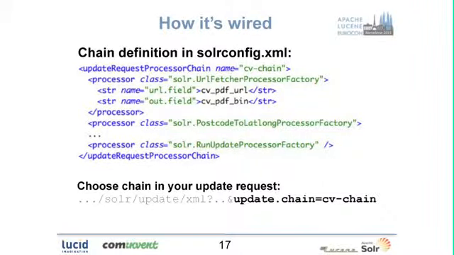And those of you who have used this chain already know how to configure it in Solr config. There is an example, or actually two now, in the example Solr config of how to set up chains like this. So for our example, we will have a processor chain called CV chain. We'll have a URL fetcher processor with two config parameters, the input and the output field. And we'll have a postal code to lat long processor with some configuration and so on. So this is the way to set up your chain.